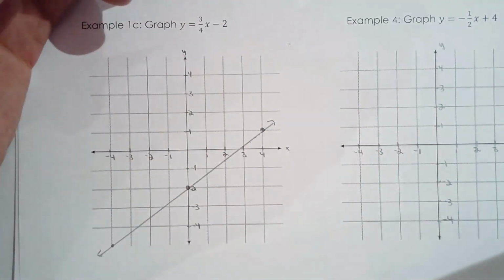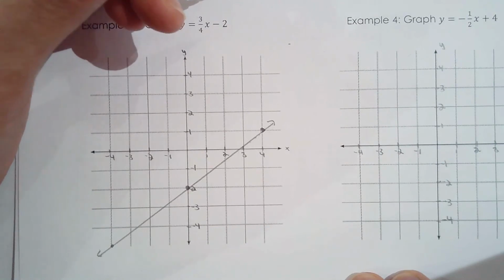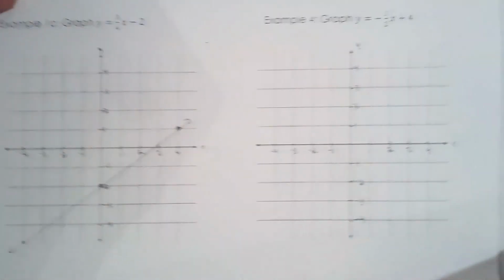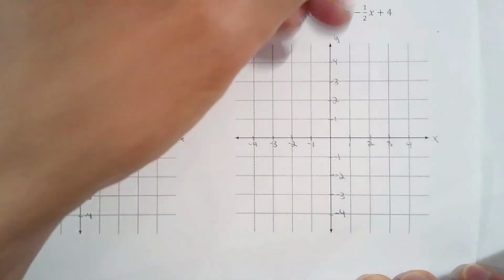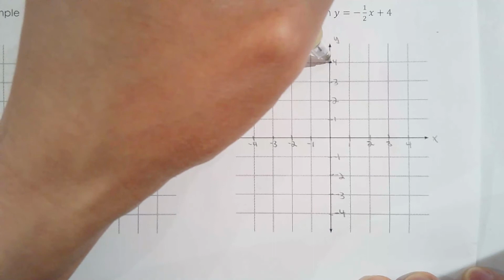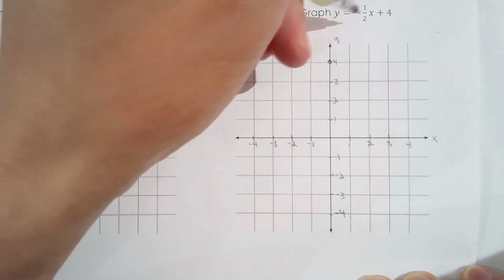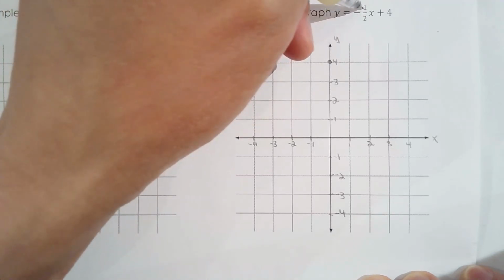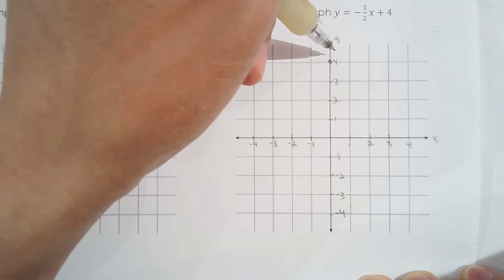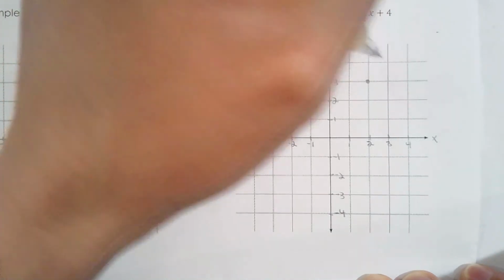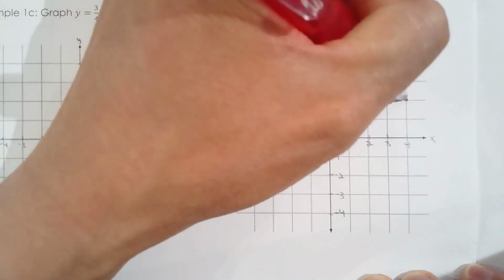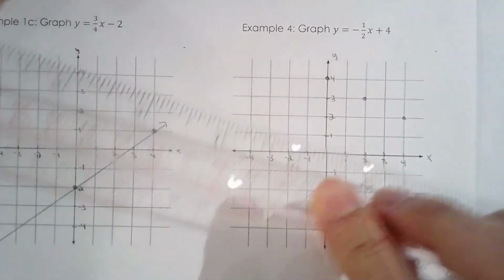So once again, M for move, B for beginning. Where you begin and how you move to get to the other points. Okay, -1/2 x plus 4, so I'm beginning at 4, and the rise is -1 and the run is 2. So down 1, 2 over. Down 1, 2 over. And that's it.